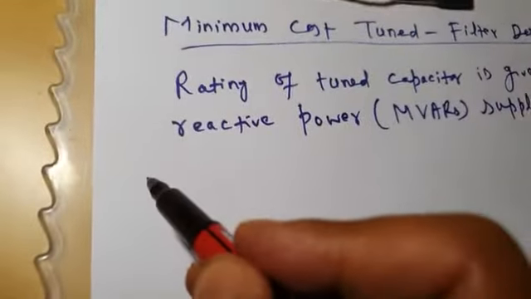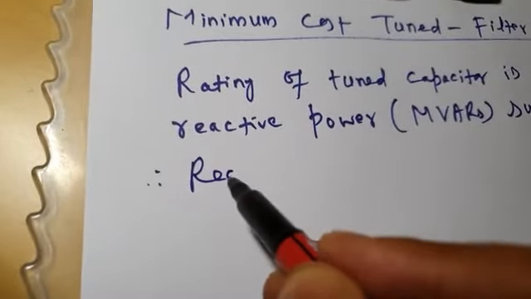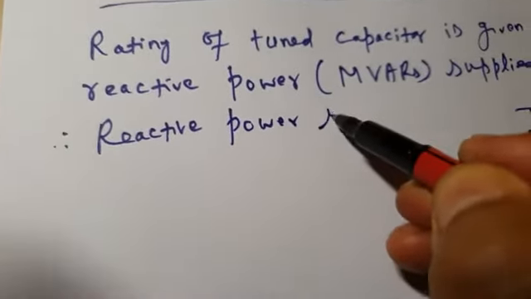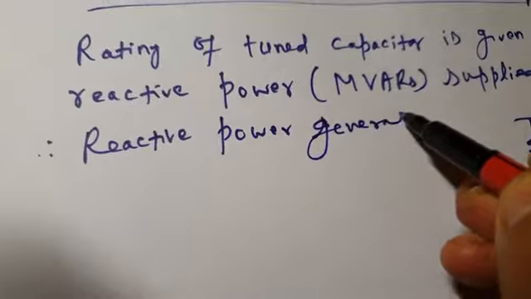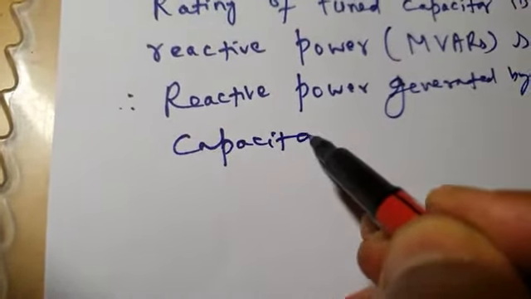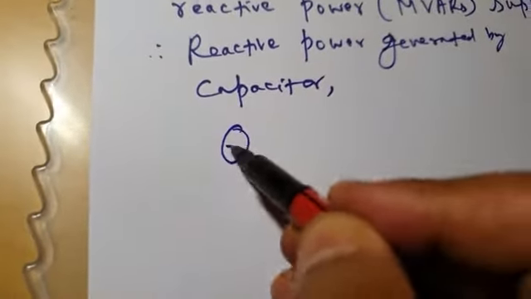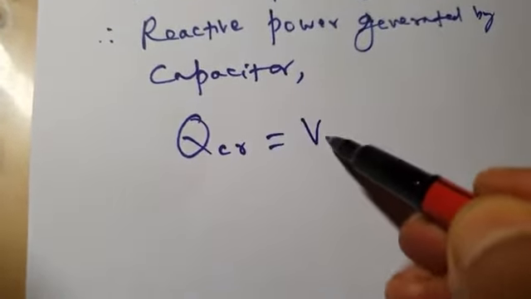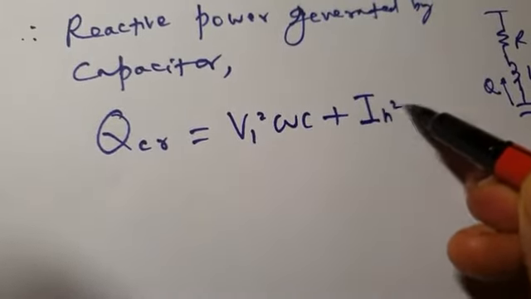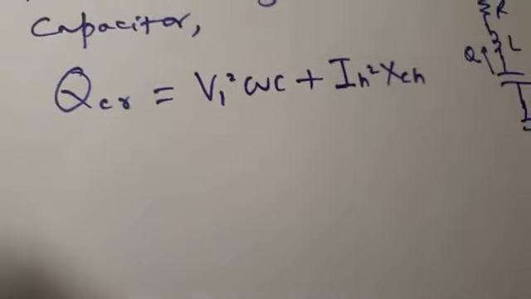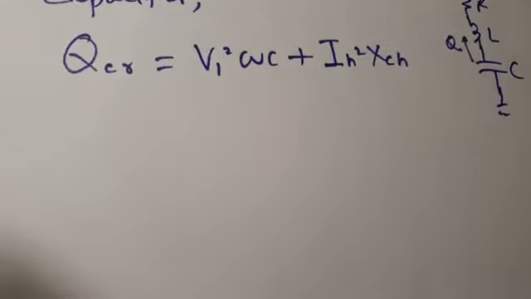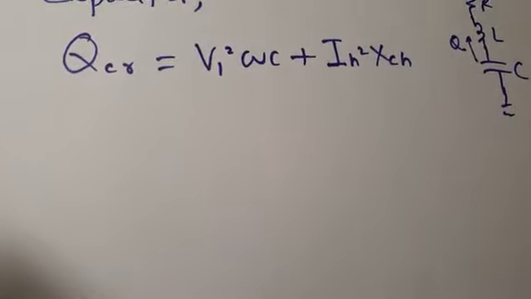So therefore, the reactive power supplied or generated by the capacitor of the filter, because the capacitor supplies or generates the reactive power, is given by QCR equal to V1 square omega C plus IH square XCH. Now the problem is that your filter handles the fundamental component of current as well as the harmonic component of current also.